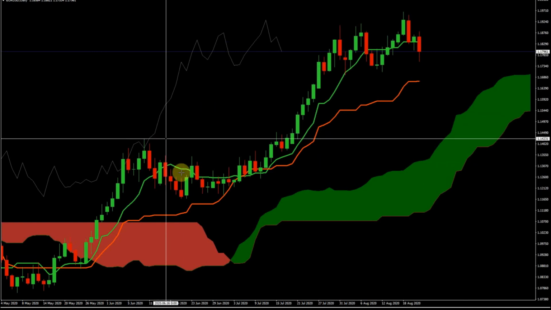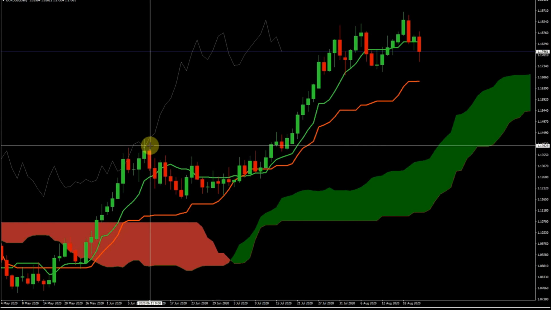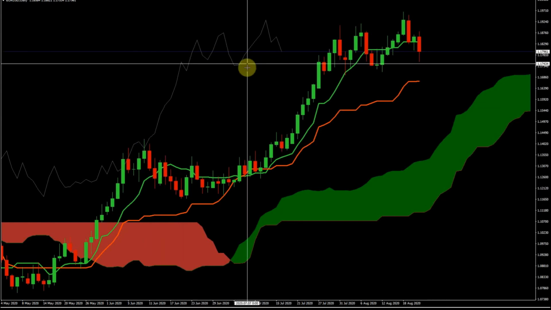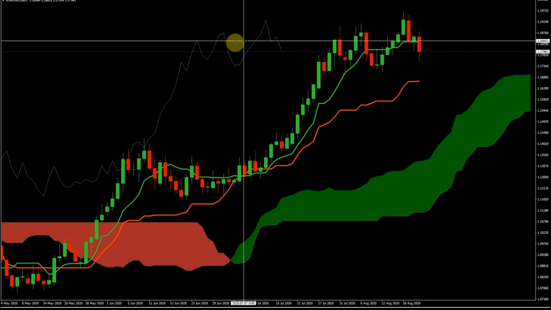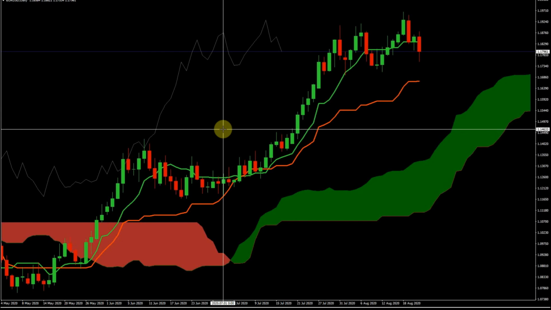A little bit about the cloud. So I talked about support and resistance. I talked about, oh yeah, Chikou span. You see this line here again. This is nothing new, guys. This is a projection of this price, but pushed into the past. So again, it doesn't really mean that much.